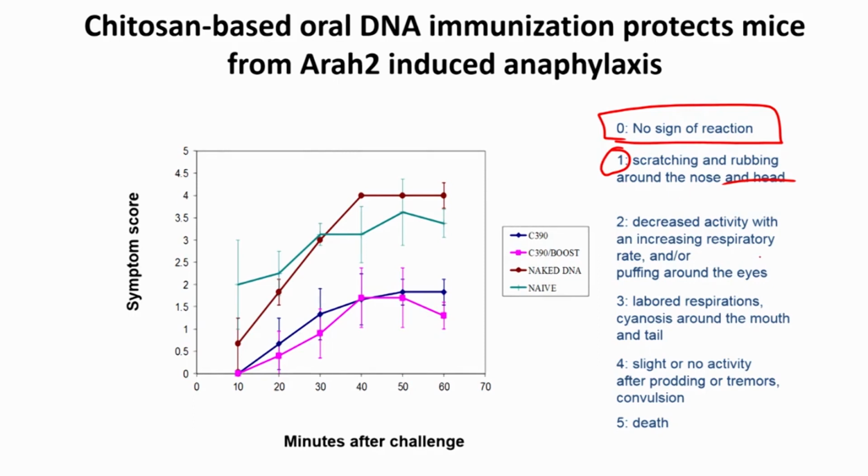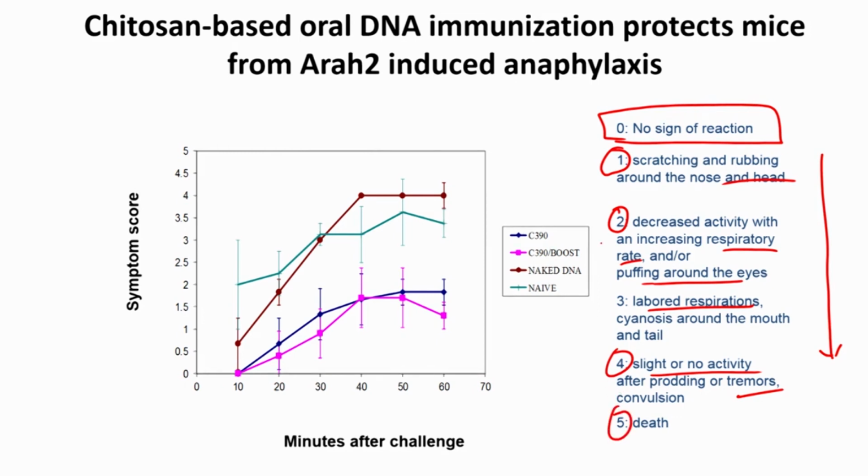Then you can also have if the mouse is actually struggling to breathe and it's trying to breathe quite heavily, it's puffing around its eyes, then you give a certain score. And then similarly as the severity increases, so it can't breathe very well, it is laboring with that, or if it is not even moving around, it seems fairly sick and just tremoring, then you give a certain score, and if it dies then you give obviously the worst score.